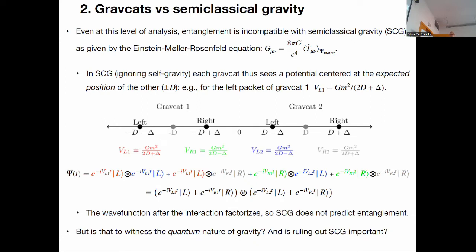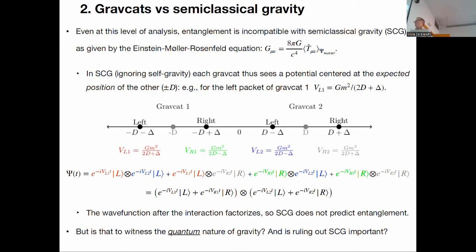So that's at least one sense in which you might say the successful completion of this experiment is witnessing quantum gravity, in the sense that it's taking you out of the semi-classical regime. But one might hope for more than that. And generally people do have something more than that in mind for witnessing the quantum nature of gravity. In particular, because almost no quantum gravity theoreticians think this is a serious contender, and it's just going to break down. So what's the big deal?